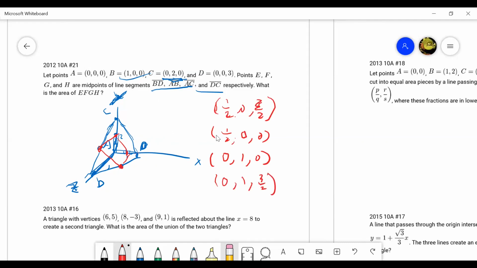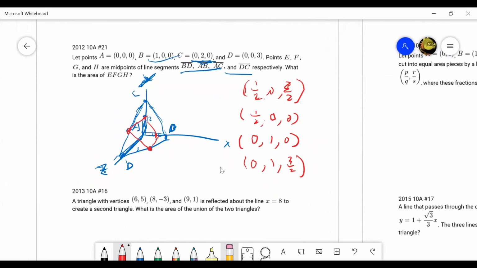So now the cool part here is that now that we know the coordinates, we can actually show that this is a rectangle. And all you really need to show for the rectangle is that these lines are going to be parallel and perpendicular, or like two sets of parallel lines and the intersecting lines are perpendicular.